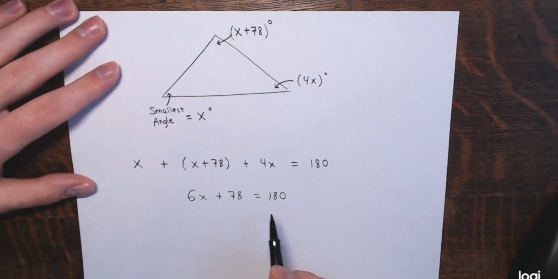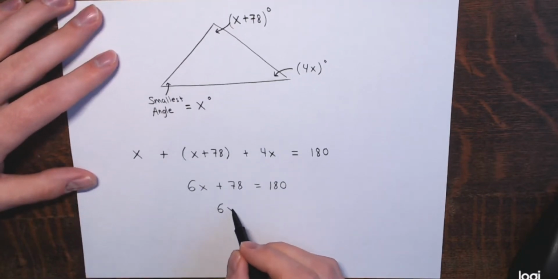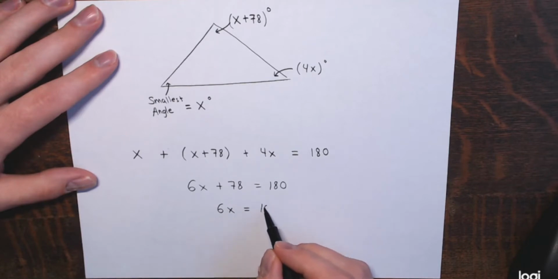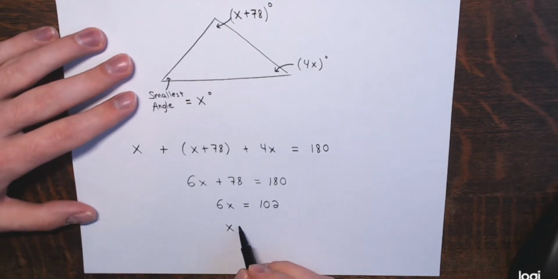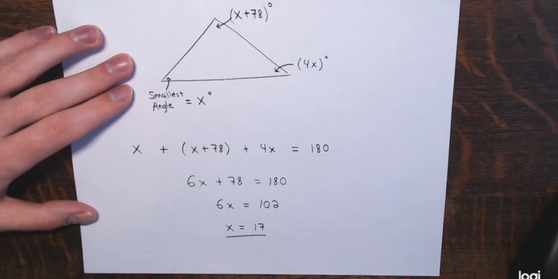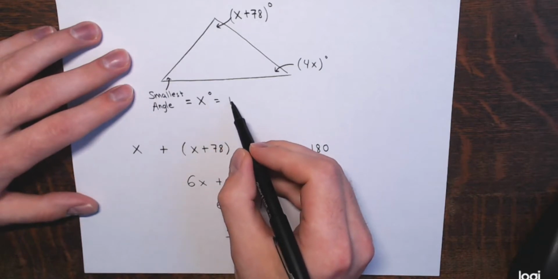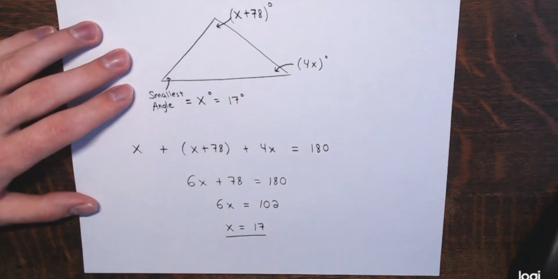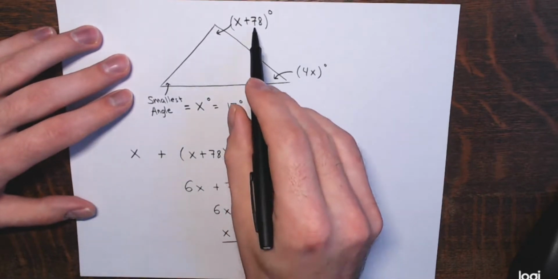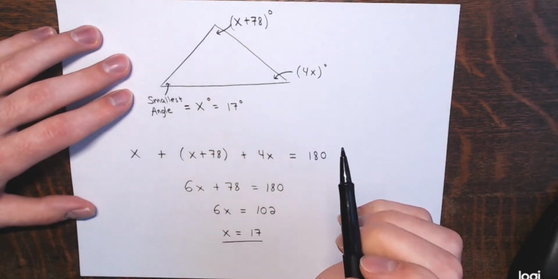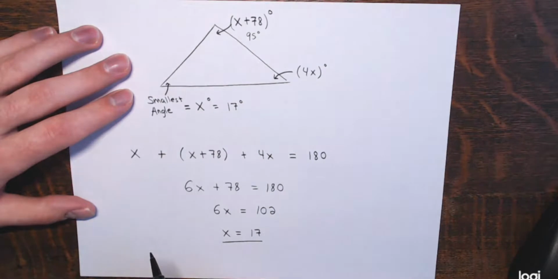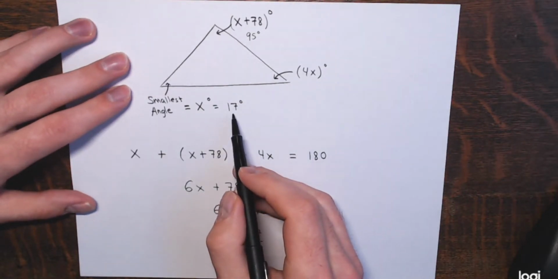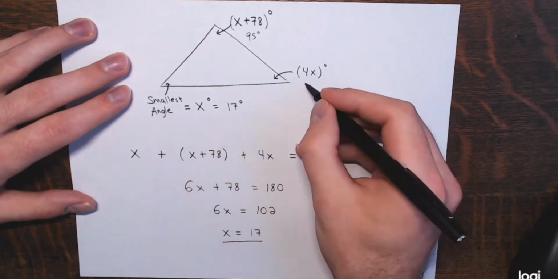Then I would subtract 78 from both sides. We'd have 6x equals 102. And then divide both sides by 6. So x equals 17. 6 times 17 would be 102. So the smallest angle is 17 degrees. That's what x represented. Add 78 to this: 17 plus 78 would be 95 degrees for this second angle here. And then 4 times 17 is 68 degrees.